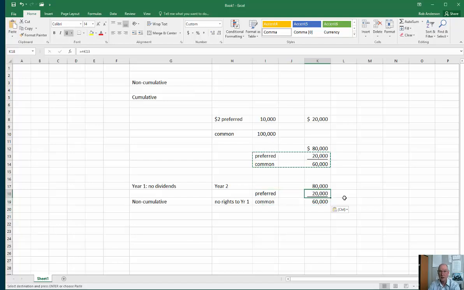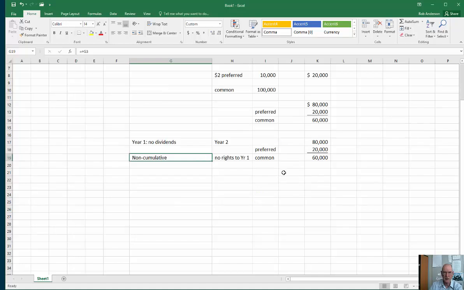They're going to get the $20,000 from the current year, and then the common shareholders will get the remainder. So again, you still have to allocate the preferred shareholders their dividend first, but you have no requirement to pay them in arrears. So now we're going to look at the third scenario.